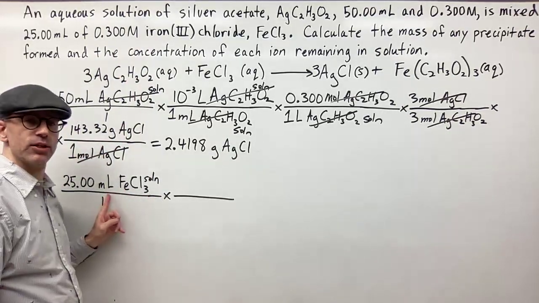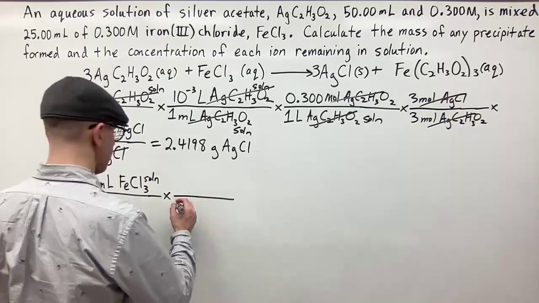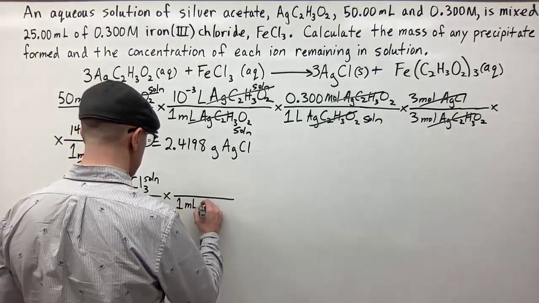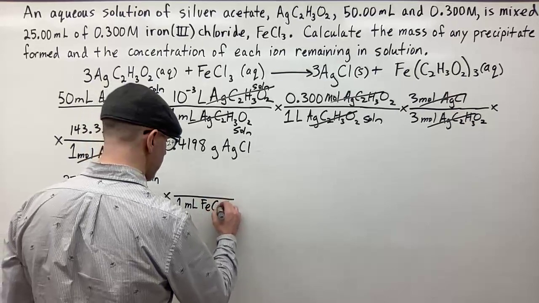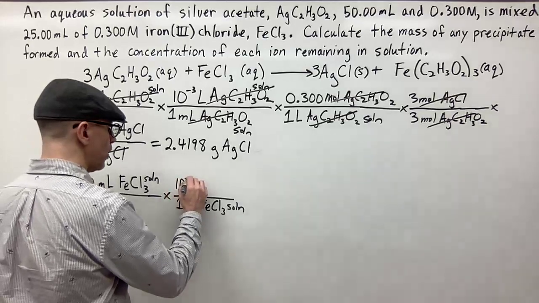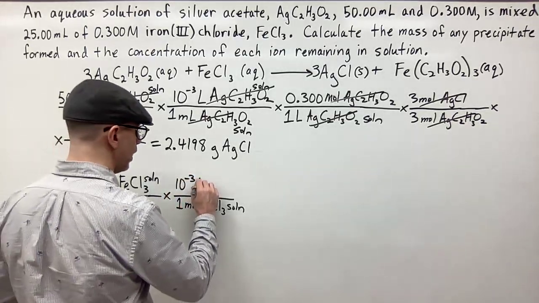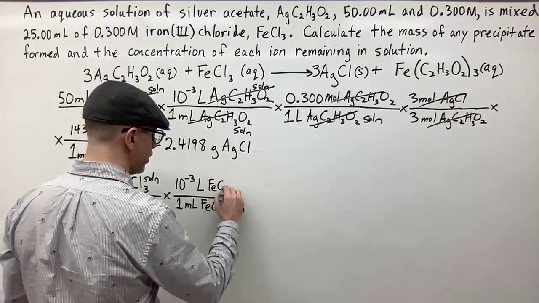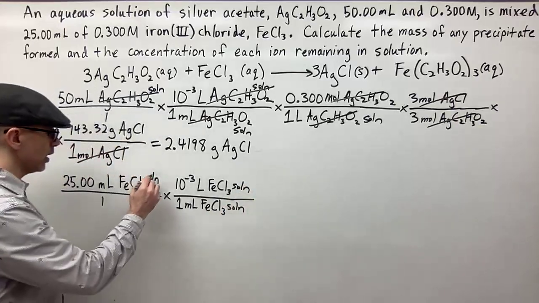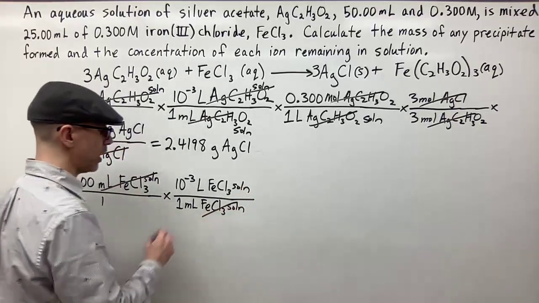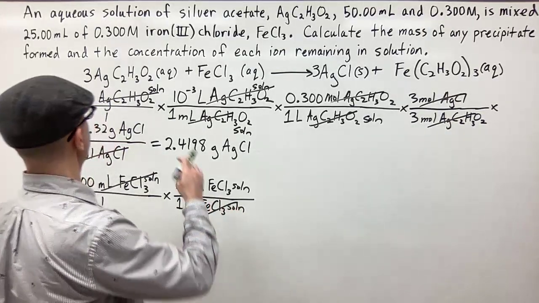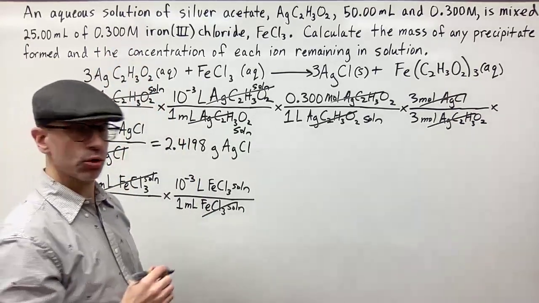So here we have milliliters. We're going to convert this to liters so that we can use the molarity. So again, 1 milliliter of the iron 3 chloride solution is equal to 1/1000th, or 10 to the negative 3 liters of the iron 3 chloride solution. Milliliters of the solution cancel out. Now I have liters. Now I can use the molarity to convert to moles. So again, I have 0.300 molar solution.